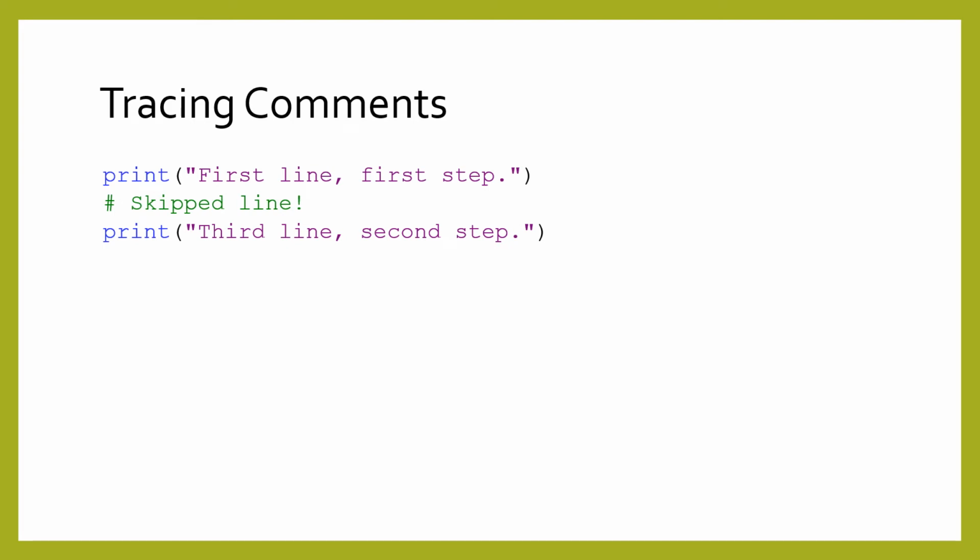Because commented code is removed from the program, Python will skip over those lines when running your code. This is one reason why, when tracing your program, the current line and the currently executed step might not be the same. In the program shown here, the second line is commented out, meaning the second step is actually the third line executed.